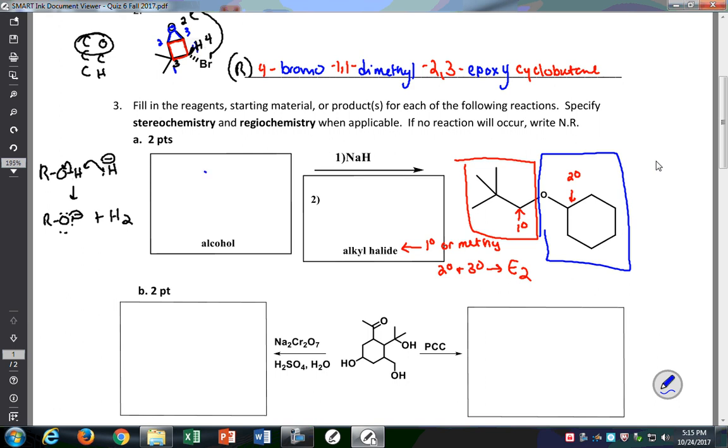So my alcohol is this cyclohexanol. And then my alkyl halide, and it doesn't matter which halide you use, is this material.